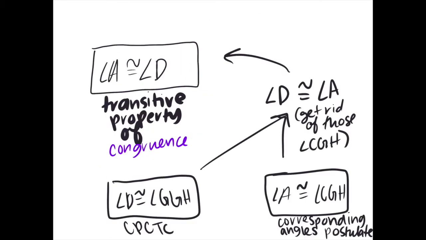Next step, angle D is congruent to angle CGH due to CPCTC, as before. We're going to take this knowledge that angle D is congruent to angle CGH, take the knowledge from above, due to the corresponding angles postulate, that angle CGH is congruent to angle A, slap those together, do some transitive property, and boom, angle A is congruent to angle D.